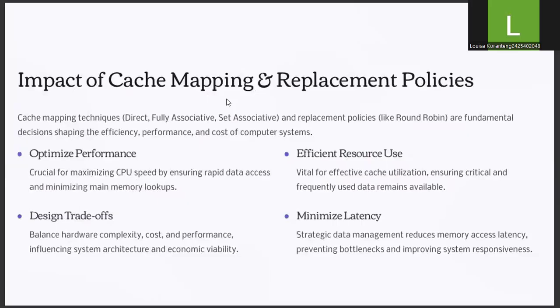Importance of cache mapping and replacement policies. Why do we do cache mapping? One, to optimize performance. It is crucial for maximizing CPU speed by ensuring rapid data access and minimizing main memory lookup.